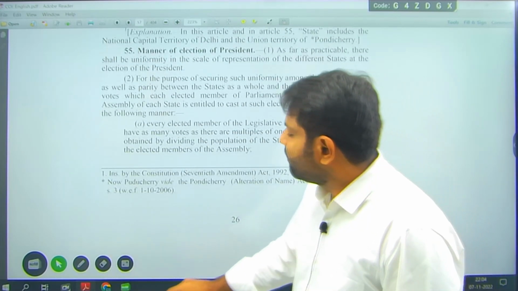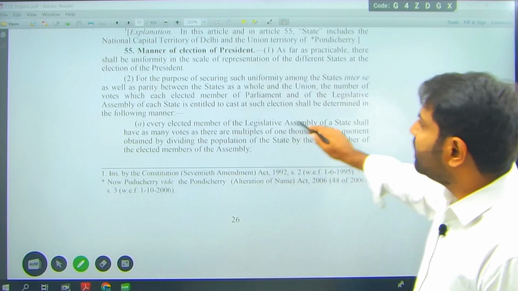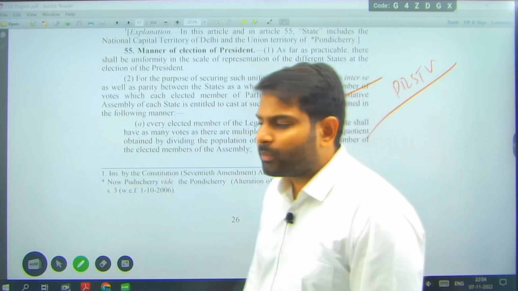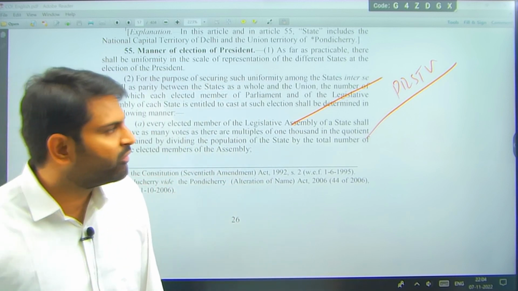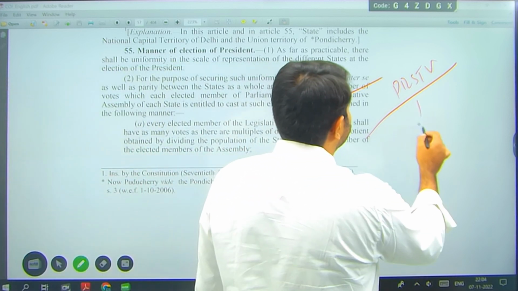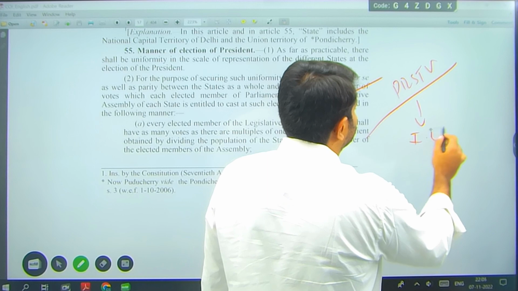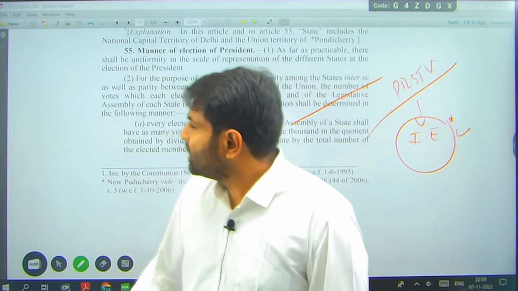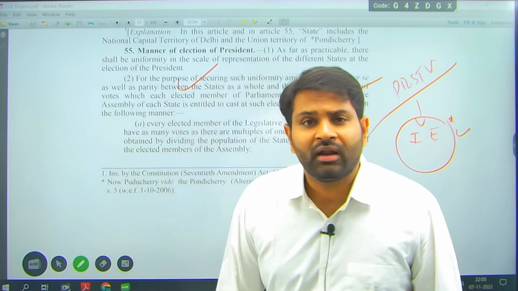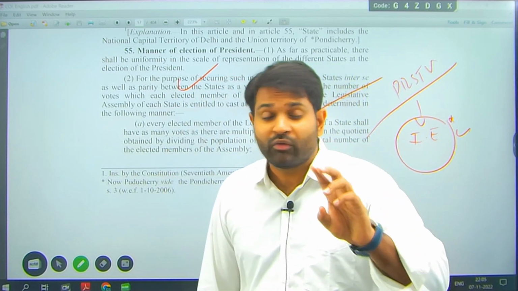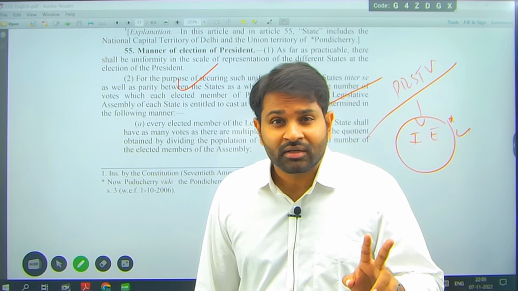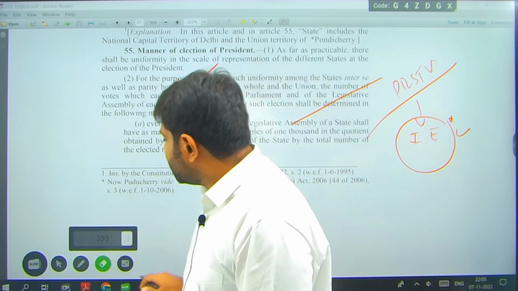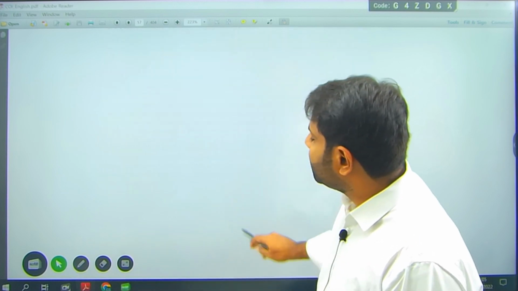Article 55, we have this as PRSTV. How do we elect a President of India? Proportional representation by means of single transferable vote. This is indirect election. Just remember, indirect election. So in India, we have a feature called indirect election that is available in Article 55. We elect our president. We don't elect our governors. So PRSTV, indirect election, Article 55, you need to remember.